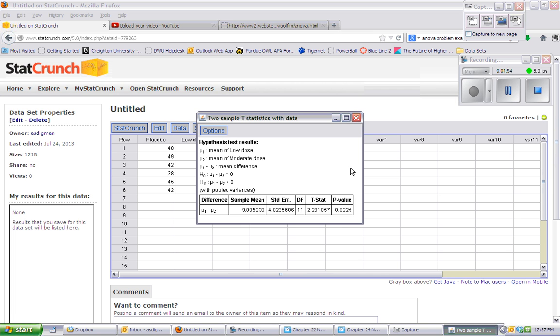So with a low p-value, we can reject our null and accept our alternative that the moderate dosage of the drug actually reduces the scores on the individuals in our study. It reduces the scores on the stress inventory.